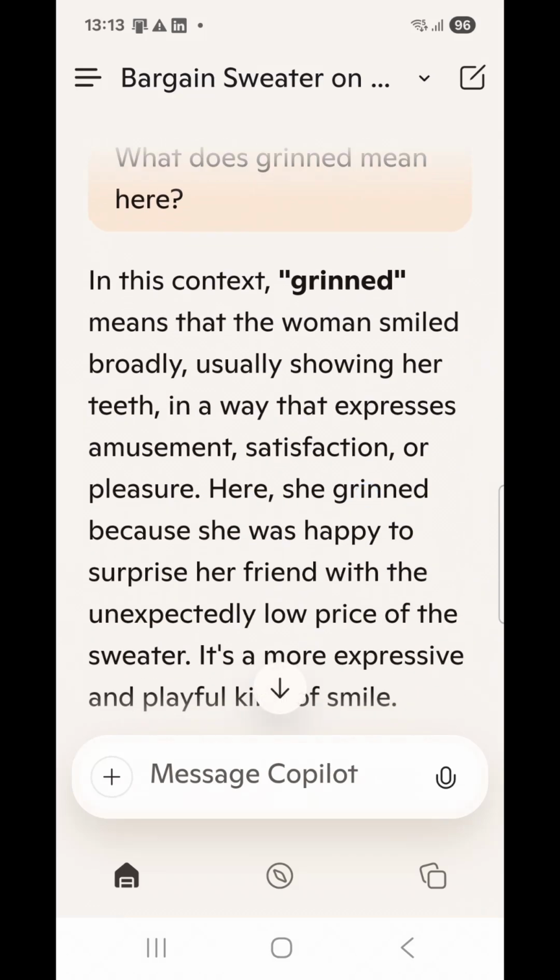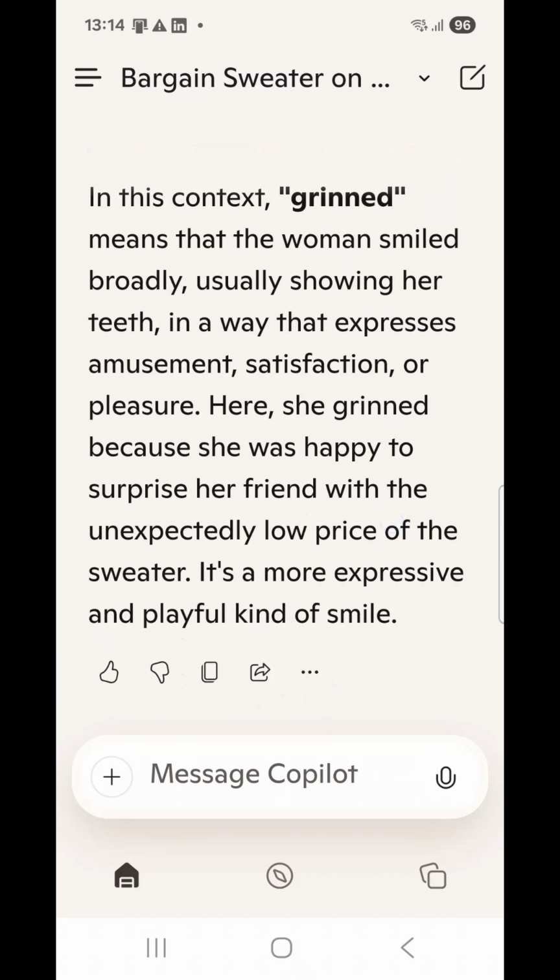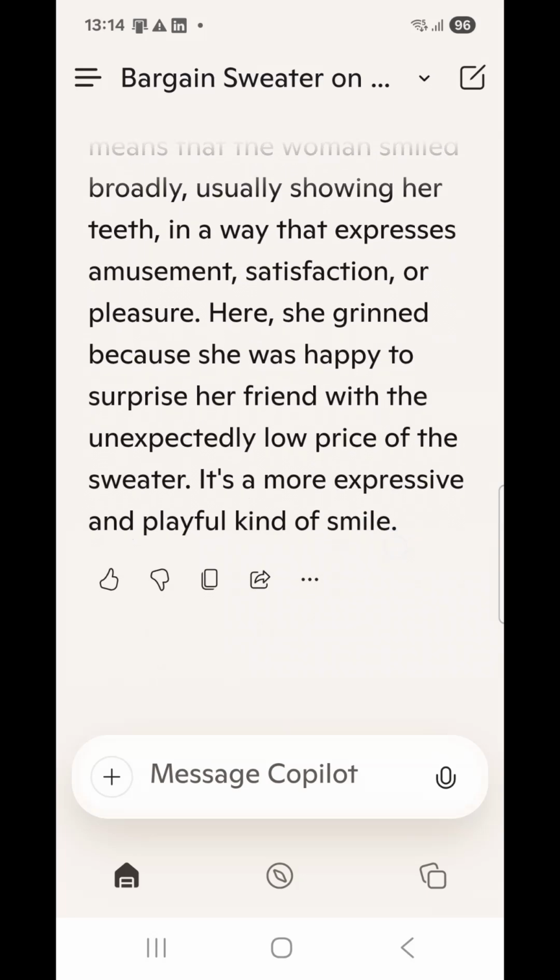And it replied, in this context, grinned means that the woman smiled broadly, usually showing her teeth in a way that expresses amusement, satisfaction, or pleasure. Here she grinned because she was happy to surprise her friend with the unexpectedly low price of the sweater. It's a more expressive and playful kind of smile.